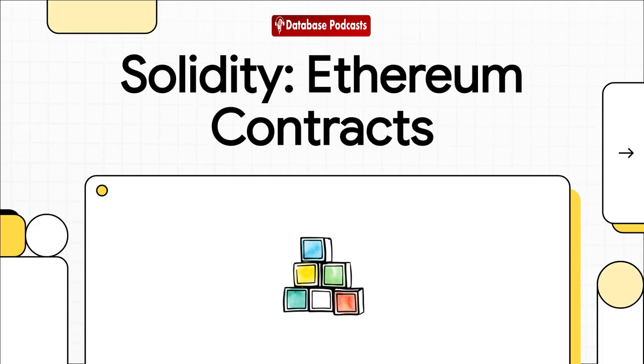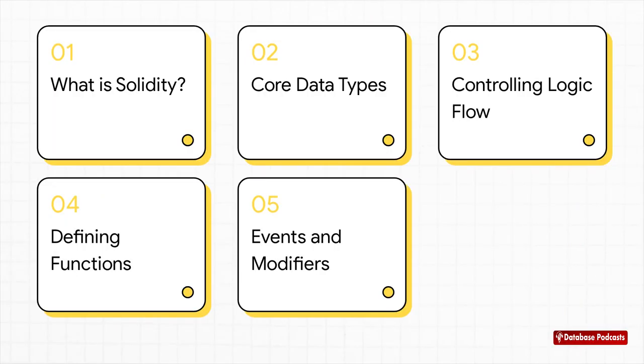Let's get into it. So, here's our game plan. We're going to start from the very beginning. What even is Solidity? Then we'll dive into its building blocks, the data types, and see how it uses them to make decisions. After that, we'll look at how all that logic gets bundled into functions. And finally, we'll explore how contracts can communicate and stay secure using things called events and modifiers.